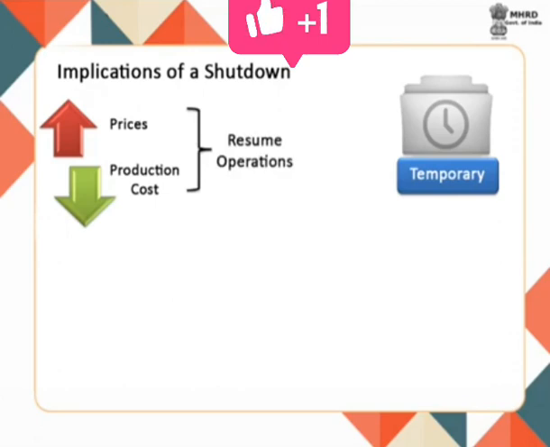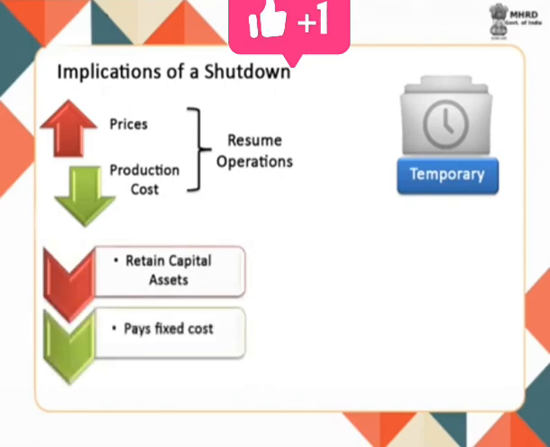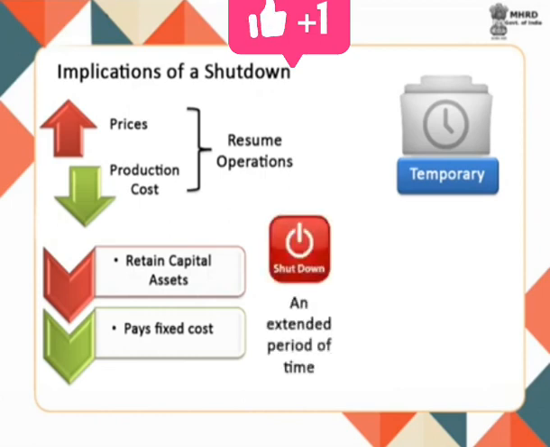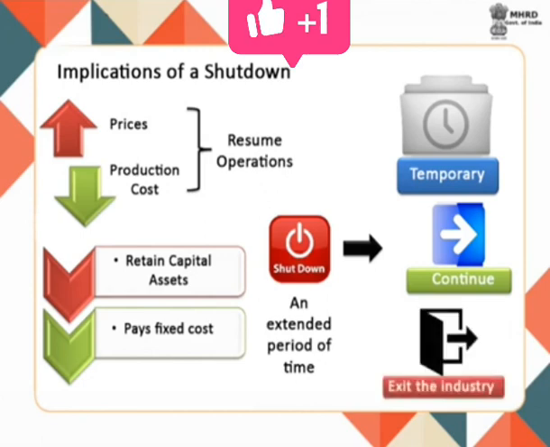When a business shuts down, it still retains capital assets but cannot leave the industry or avoid paying its fixed costs. A business cannot incur losses indefinitely, which impacts long run decisions. When a shutdown lasts for an extended period of time, a firm has to decide whether to continue the business or leave the industry. The decision to exit is made over a period of time.